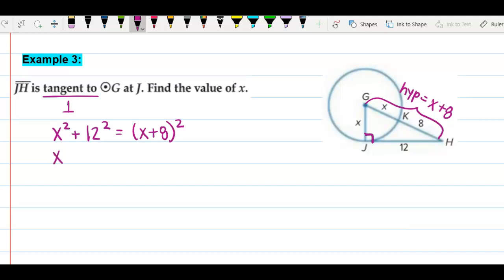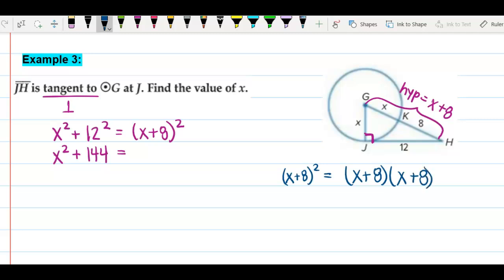So X squared would just be X squared plus 12 squared, which is 144. And then we have to figure out what X plus 8 squared is. So let's think about it this way. If I write X plus 8 squared, when we square something, we really take the same thing and multiply it by itself. So we're really looking at the problem X plus 8 times X plus 8.